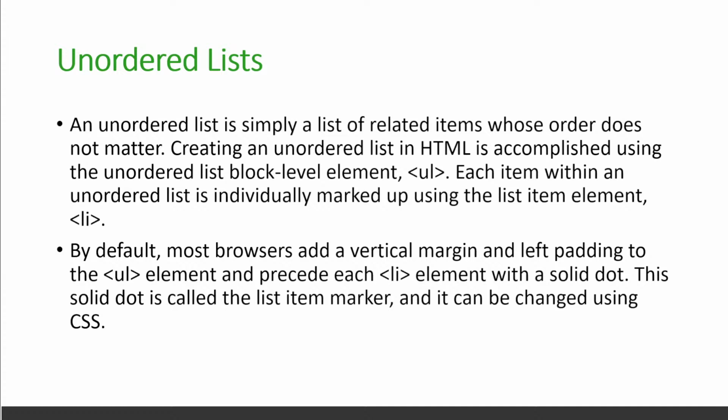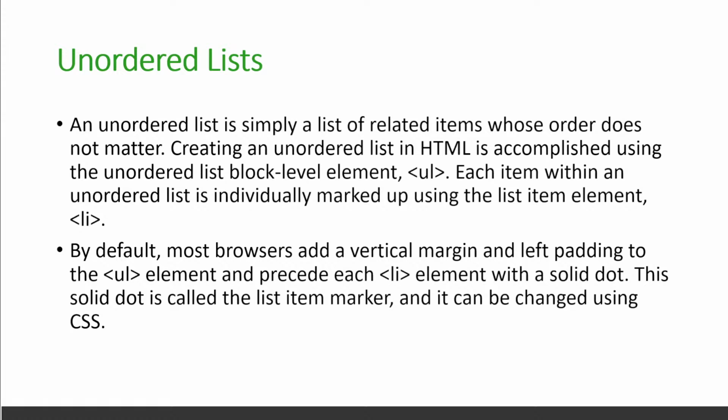And creating an unordered list in HTML is accomplished using the unordered list block level element, which is a set of UL tags. UL standing for unordered list. So we have a UL opening tag and a UL accompanying closing tag. Each item within an unordered list is individually marked up as a list item element, or LI.